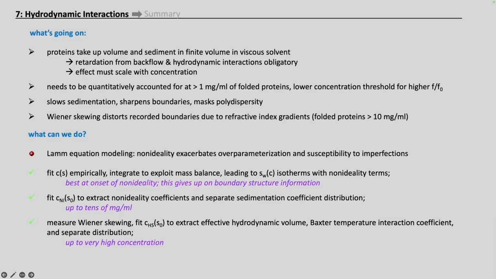This can work well up to tens of mg per mil for folded proteins. It will reveal, for example, if at high concentrations new oligomeric species appear. If we want to study very weak interactions and proteins at very high concentrations, we need to take into account Wiener skewing and use a sedimentation model from statistical fluid mechanics embedded in the hindered sedimentation c(s). This will give us sedimentation coefficient distributions and simultaneously a measure of the effective hydrodynamic volume of the particles and maybe their stickiness.